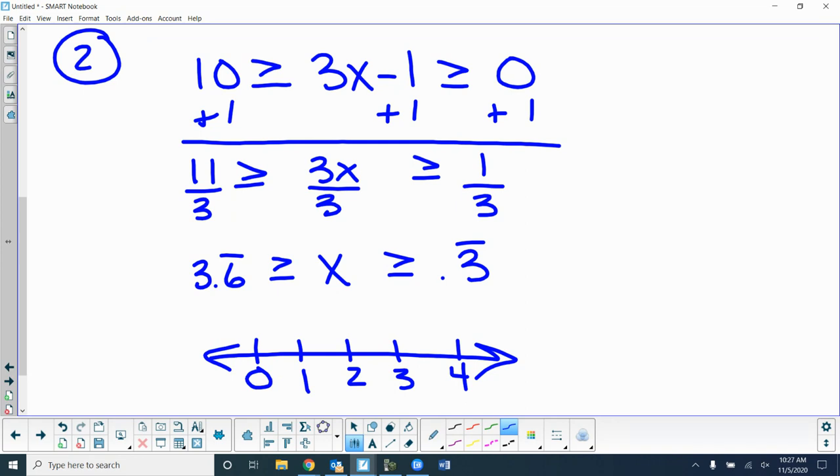So 3.6 is here, it's greater than or equal to, so solid, so it's between the 3 and the 4. 1/3, 0.3 is just past the 0, between 0 and 1, solid dot again. And this is saying that the 3.6 is bigger than the x, so we would be going this way, because 3.6 is bigger than the numbers to its left. And this is saying x, the numbers are bigger than 1/3, so that one goes to the right. Okay? Remember, this is an or problem because it was greater.